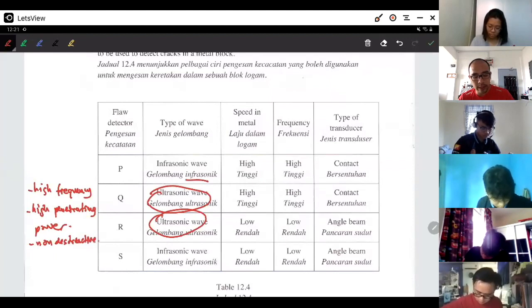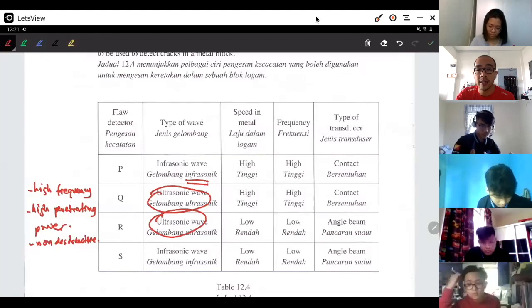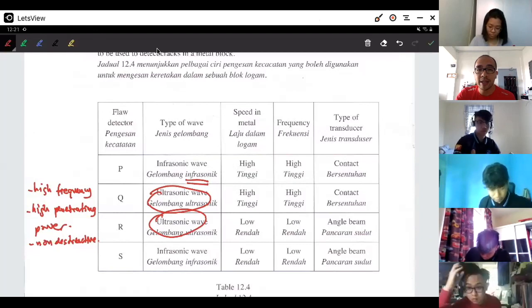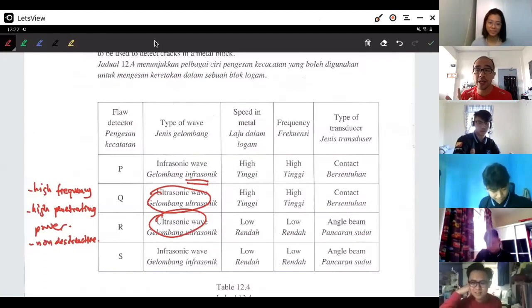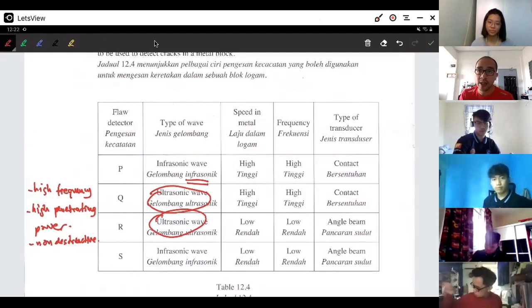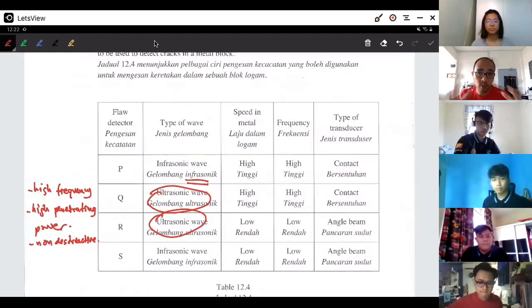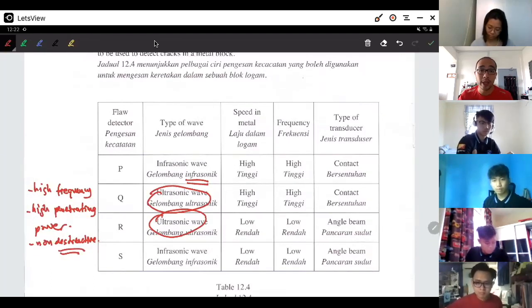Because infrasonic, infra comes from the word infrared. I don't think the answer because ultra will be accepted. So anyway, infrasonic, if I'm not mistaken, is sound waves that are hot because infra comes from the word infrared. So infrasonic is not very good because it's sound waves but it is hot. So it may cause breakage. Okay, so we don't want that. That's why I say non-destructive. Because ultrasonic is just sound waves, no heat.